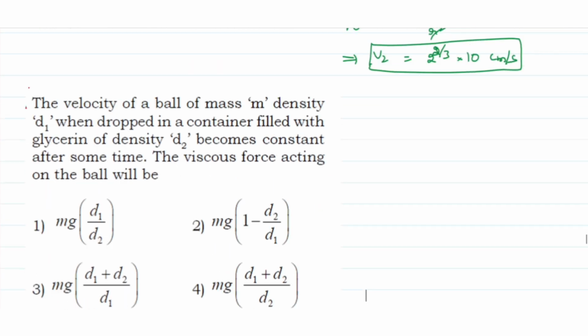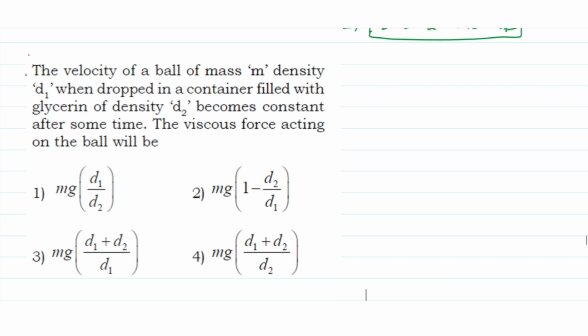Look at the next question. The velocity of a ball of mass m and density d1, when dropped in a container filled with glycerin of density d2, liquid density d2 and body density d1, becomes constant after some time. The viscous force acting on the ball will be. Here a ball is released in the glycerin.